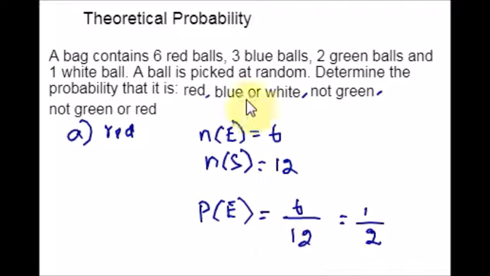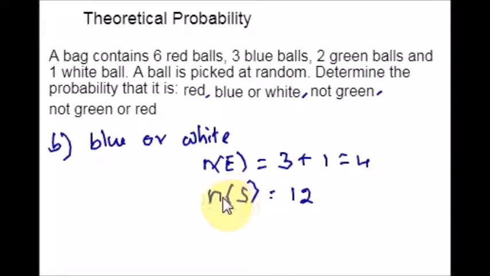Second case is blue or white. So, blue or white. Total number of possible events, I mean the successful events. If you're picking a ball, it should be either blue or white. So the total number of successful outcomes is 3 plus 1, which is 4. And the total number of balls in the bag is 12. The same thing. So this is how you have to find n of E and n of S.